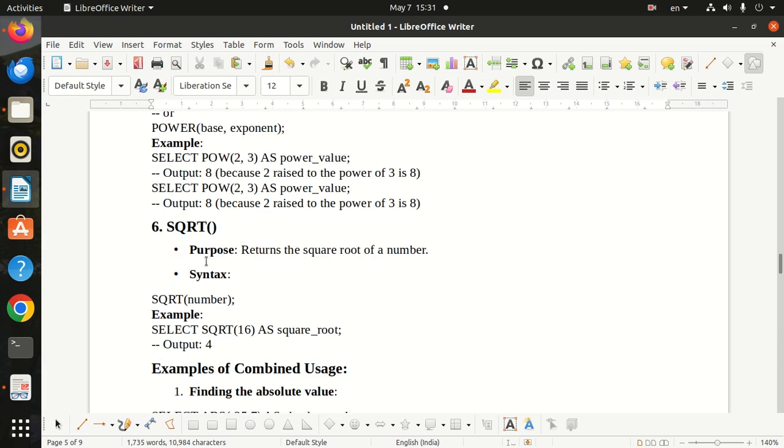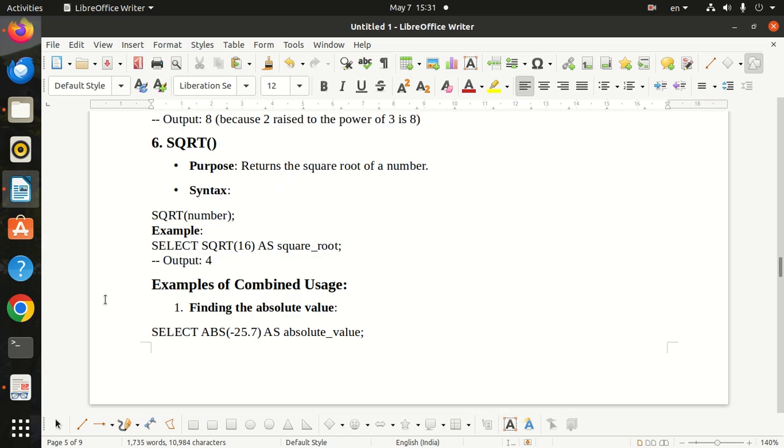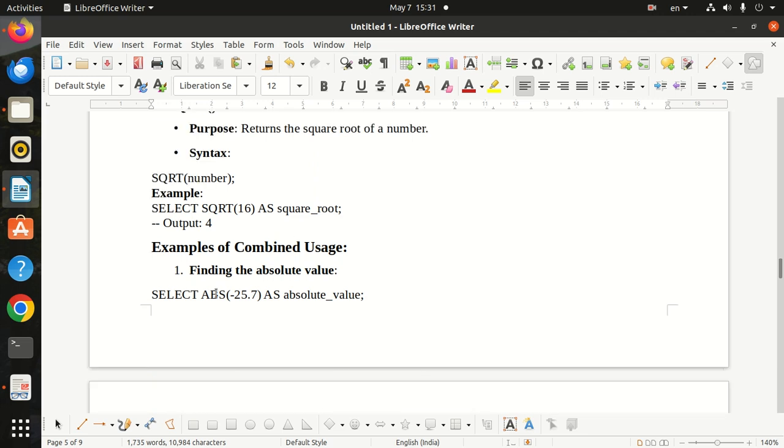Square root function returns the square root of a number, having the syntax SQRT(number). Example: SELECT SQRT(16) AS square_root, which gives the output 4.